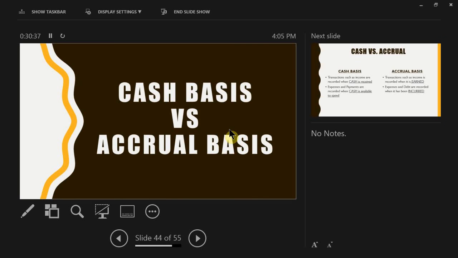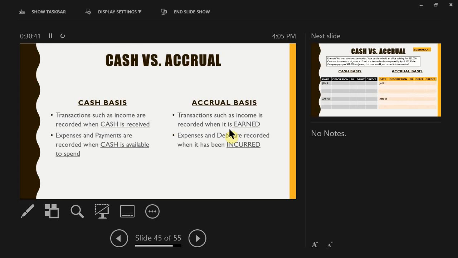Right? Then we talked about cash versus accrual basis. Pretty straightforward. When you're dealing with a cash basis, if you can understand, you only record revenues when cash is received. You only record your expenses when cash is readily available to spend.